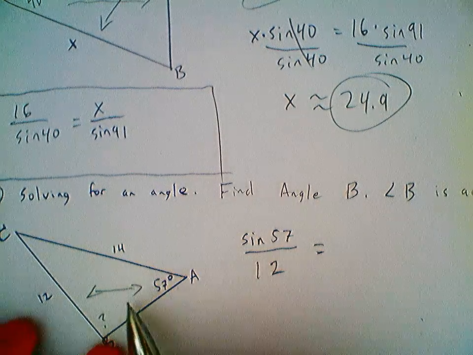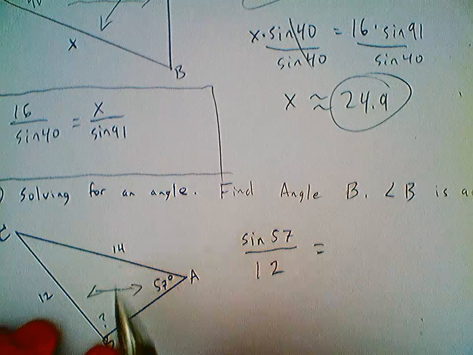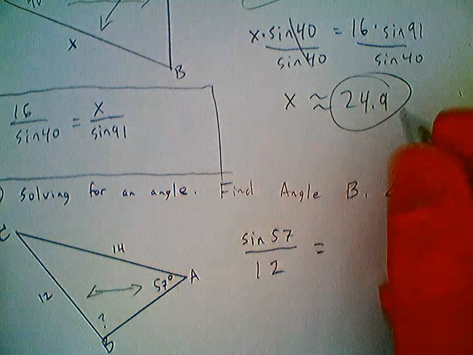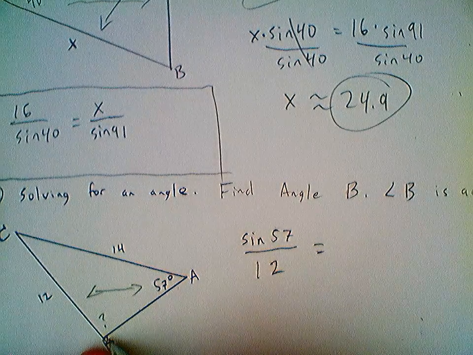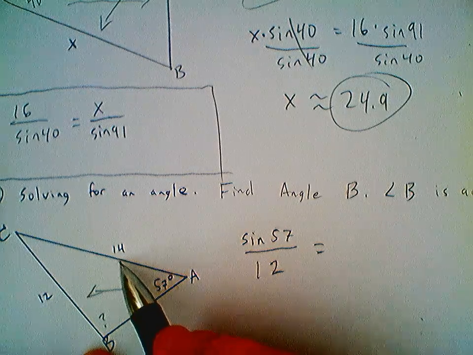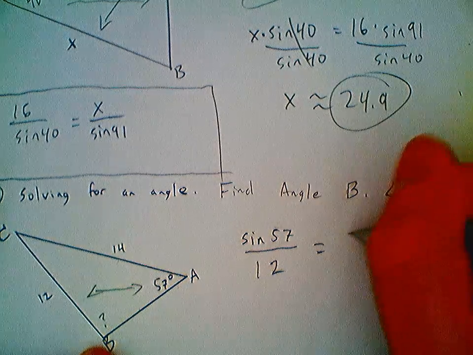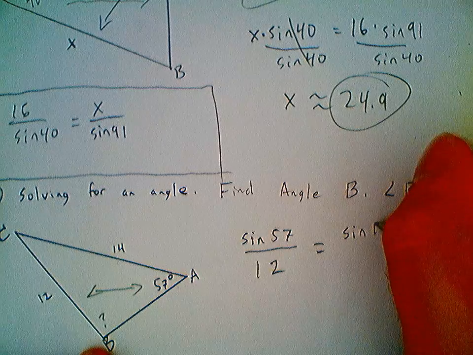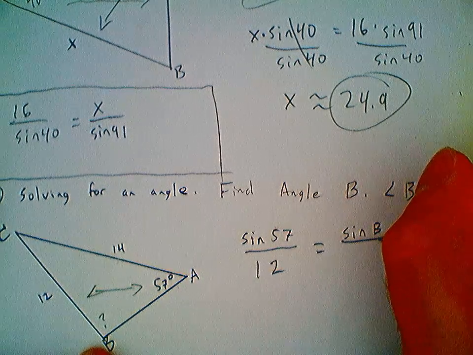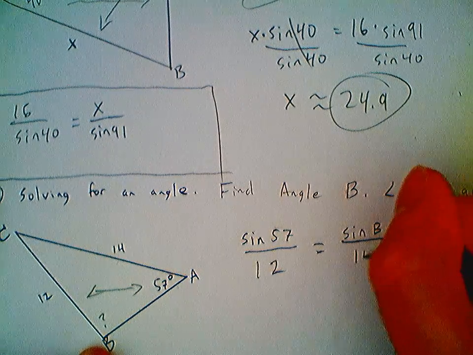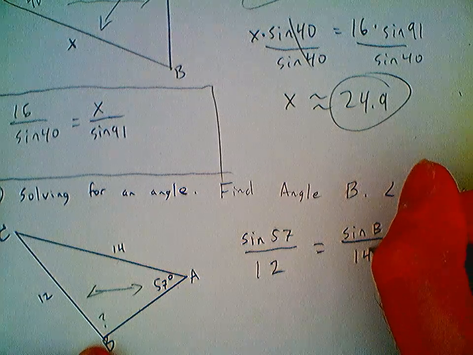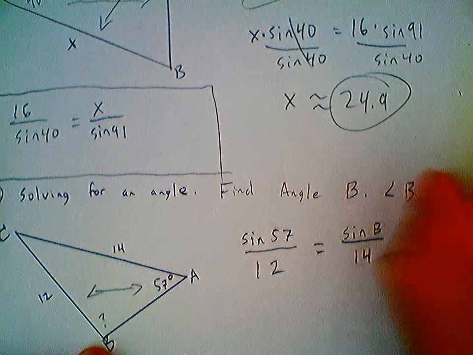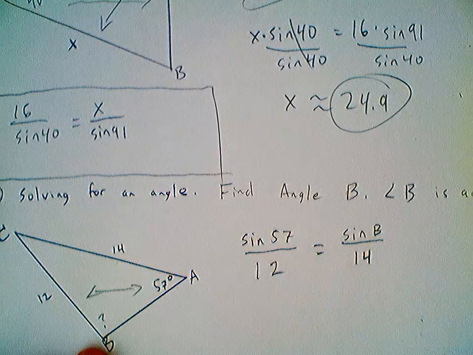So next thing, we need to find angle B. So let's see if we can set up this last ratio here. So angle B, that's going to go with the side that's labeled 14. So I'm going to say sine of B over 14. So here's my proportion that I've set up.